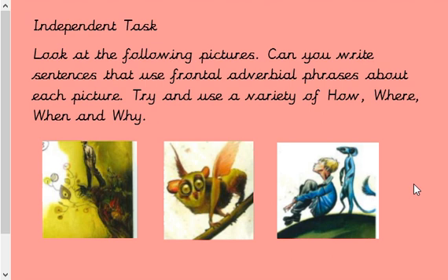What I'm going to try to do now is to introduce the independent task for this morning. Now what I've done is I've put onto the screen here 3 pictures which all come from the book. You might recognize them. And what I want you to do is to look at those pictures, and could you write some sentences that use frontal adverbial phrases about each of the pictures? Could you use a variety of how, when, where, and why? Now you don't have to do all of them for each picture. I'm not looking for that, but I am looking for at least 4 sentences, at least 1 of each, okay?